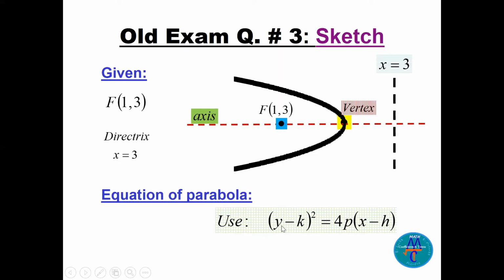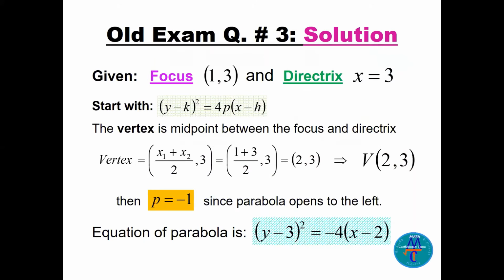So we know the equation (y minus k) squared is equal to 4p(x minus h). So this is the given in the first 2 lines. The vertex, as I said, is the midpoint between the focus and the directrix. So I can say the vertex x is (x1 plus x2) over 2, which is (1 plus 3) over 2, and it will be 2. So (2, 3) is the vertex.